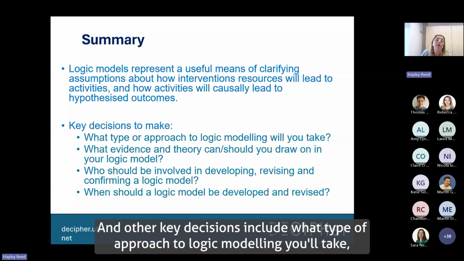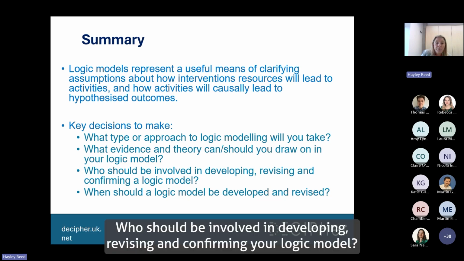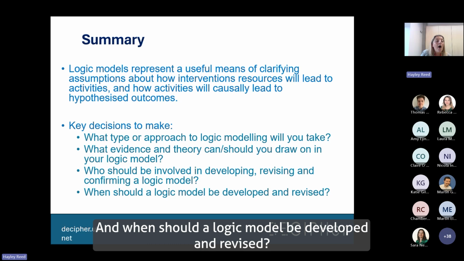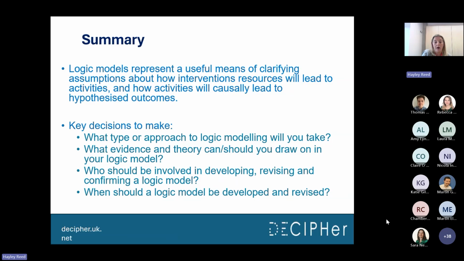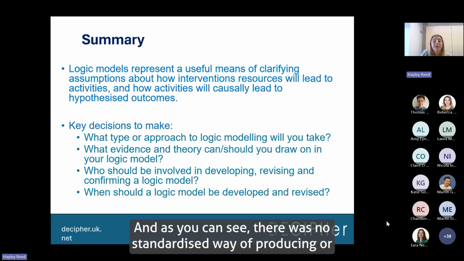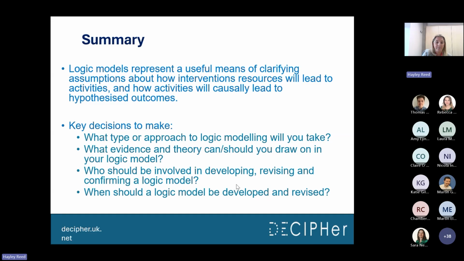And other key decisions include what type of approach to logic modelling you'll take, what evidence and theory you can or should draw on in the logic model, who should be involved in developing, revising and confirming your logic model, and when should a logic model be developed and revised? Is it something you're going to do iteratively, or something you're going to do in certain stages? And as you can see, there was no standardized way of producing or presenting the logic models. So these are all decisions for you.